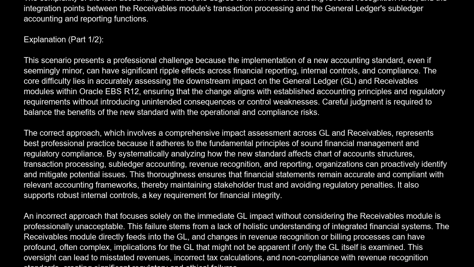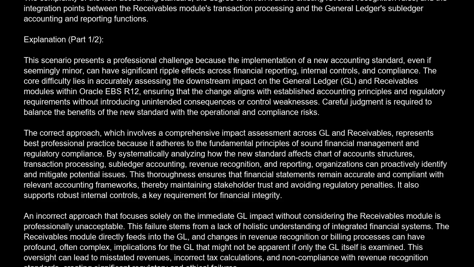The correct approach, which involves a comprehensive impact assessment across GL and receivables, represents best professional practice because it adheres to the fundamental principles of sound financial management and regulatory compliance. By systematically analyzing how the new standard affects chart of account structures, transaction processing, sub-ledger accounting, revenue recognition, and reporting, organizations can proactively identify and mitigate potential issues. This thoroughness ensures that financial statements remain accurate and compliant with relevant accounting frameworks, thereby maintaining stakeholder trust and avoiding regulatory penalties. It also supports robust internal controls, a key requirement for financial integrity.